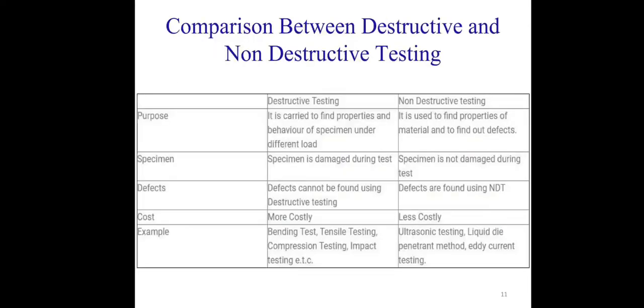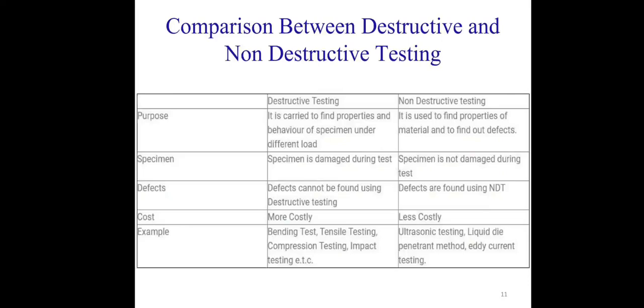Comparison between destructive and non-destructive testing. Purpose: destructive testing is carried out to find properties and behavior of a specimen under different loads. Non-destructive testing is used to find properties of materials and to find out defects. In destructive testing, the specimen is damaged during the test. In non-destructive testing, the specimen is not damaged during the test. Defects: defects cannot be found using destructive testing. In non-destructive testing, defects are found using NDT.